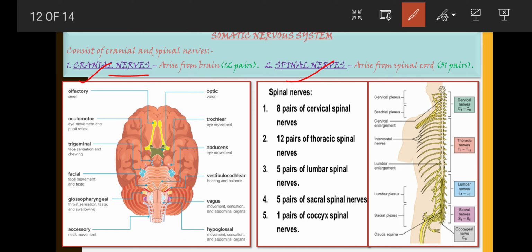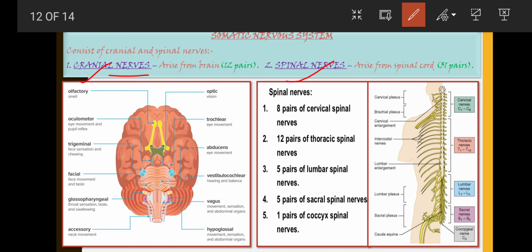The first one is the cranial nerves. Those nerves which arise from the brain are termed the cranial nerves. There are 12 pairs of cranial nerves in the body. They can be sensory, for example the olfactory nerves of the nose, optic nerves of the eye, and the auditory nerve of the ear. They can be motor, for example the oculomotor nerve which goes to the eye muscles, and they can be mixed in nature also. That is the mixed nerves, for example the facial nerves which go to and come from the face.